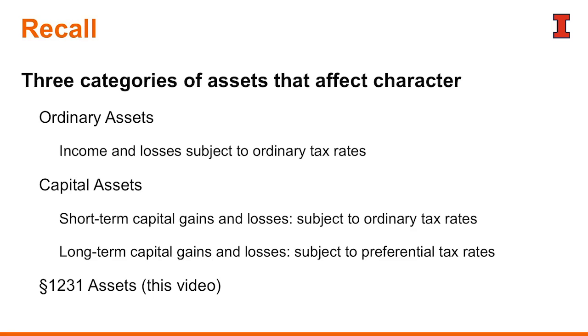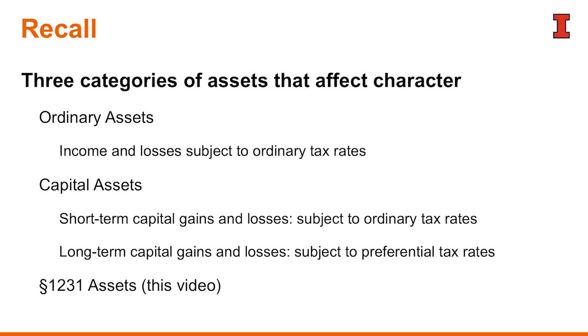Second, we have capital assets, which are assets held for investment, production of income, or personal use. Usually we think of stocks, bonds, or personal assets such as a house or a vehicle. In the previous set of videos, we focused on ordinary assets and capital assets, which produce respectively ordinary income or losses and capital gains and losses. Recall that ordinary income, and in fact short-term capital gains, are subject to the higher ordinary income tax rates, while long-term capital gains are subject to the lower preferential tax rates.